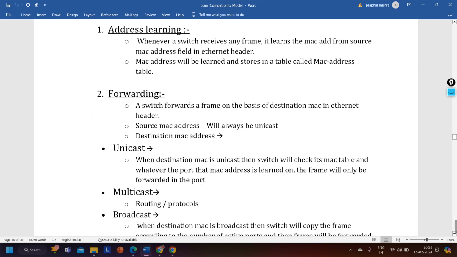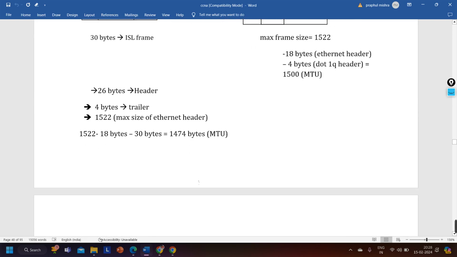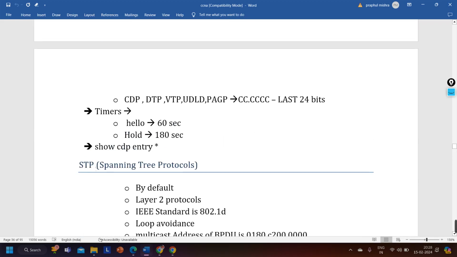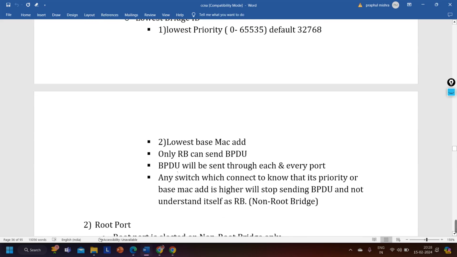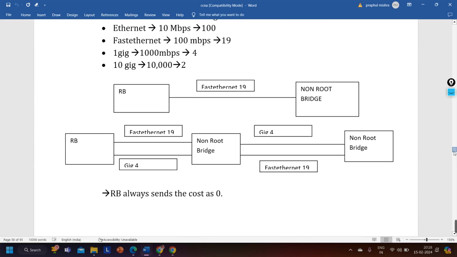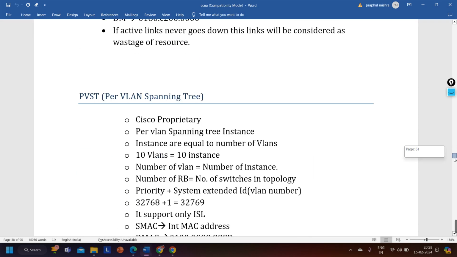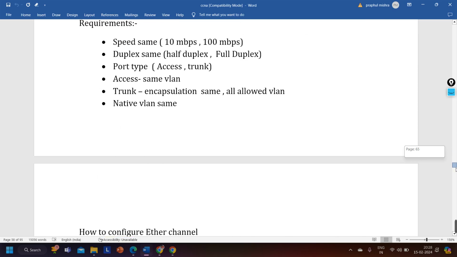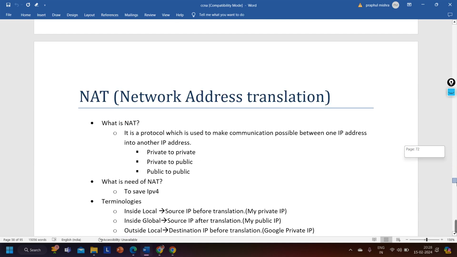Okay, OSPF. Then you will get switching modules, like these are switching protocol, STP, spanning tree protocol. Okay, so we will discuss it in switching. And then in the last, after the switching, CPVST, MST, RSTP.